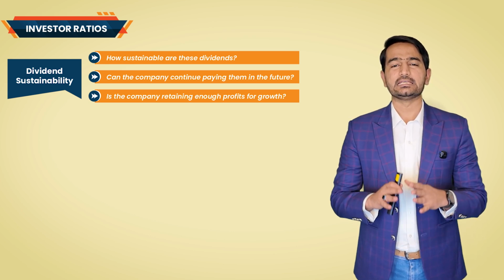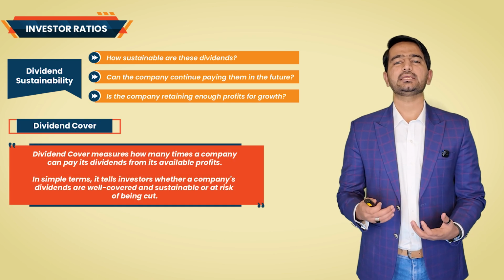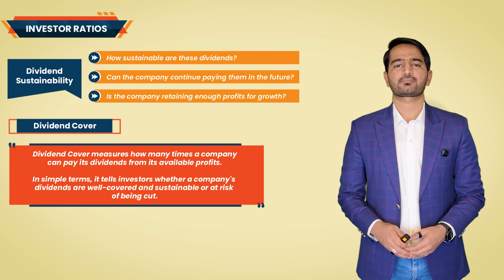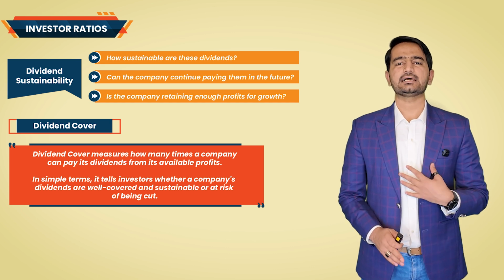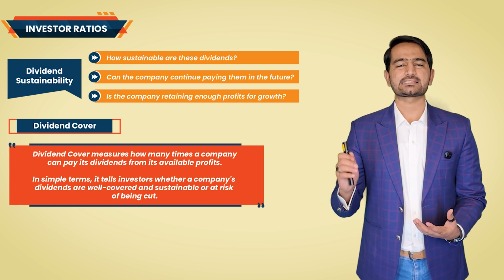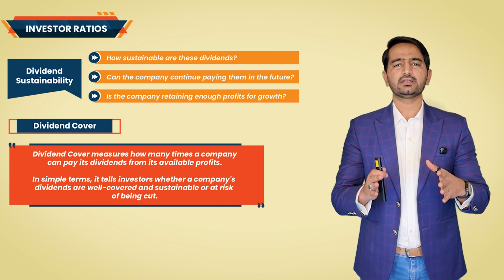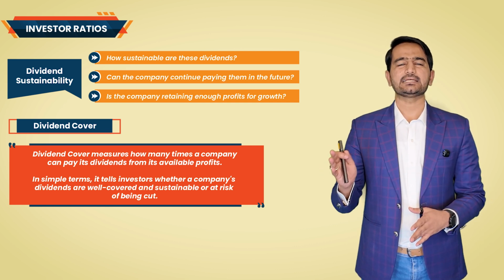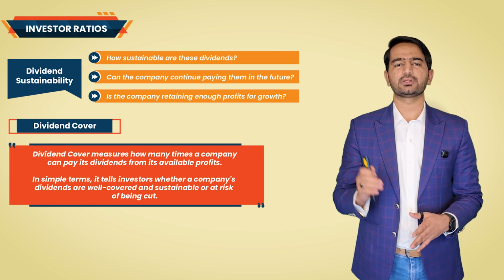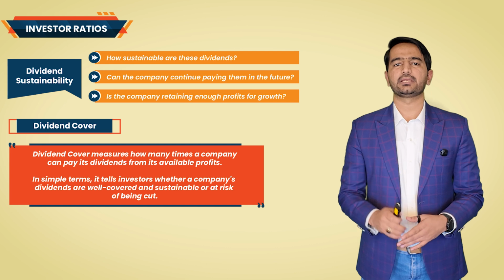And this is where dividend cover plays a crucial role. It measures how many times a company can pay its dividend from its available profits. In simple terms, it tells investors whether the company's dividends are well covered and sustainable or at risk of being cut. Dividend cover is calculated by taking the difference of profit after tax and preference dividend in the numerator and divided by ordinary dividend paid in the denominator.